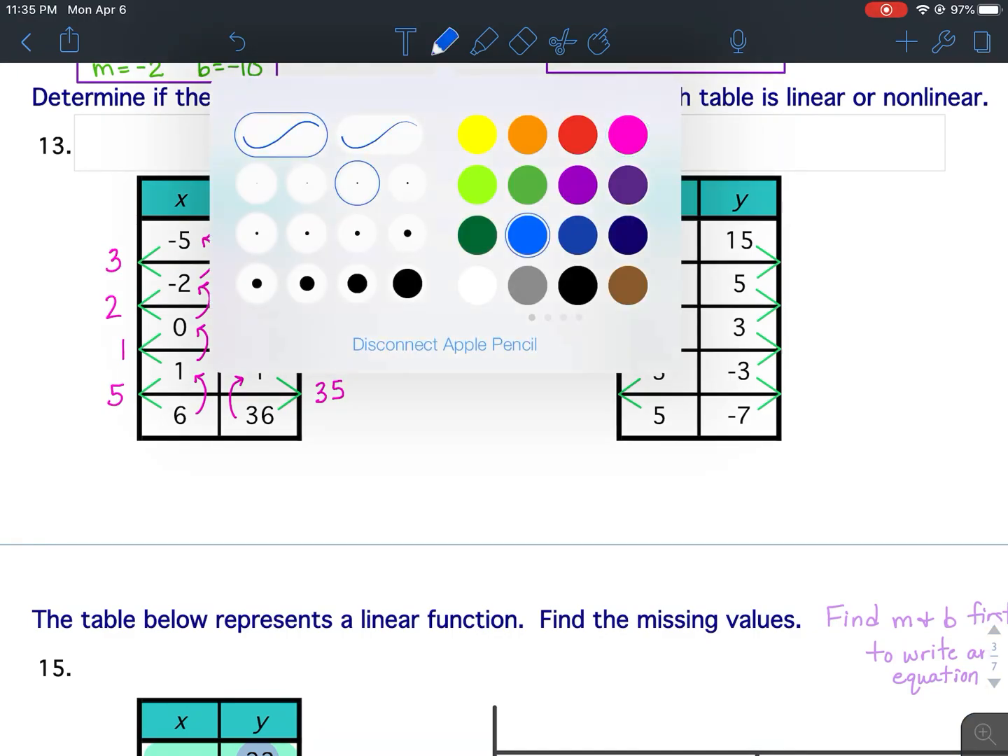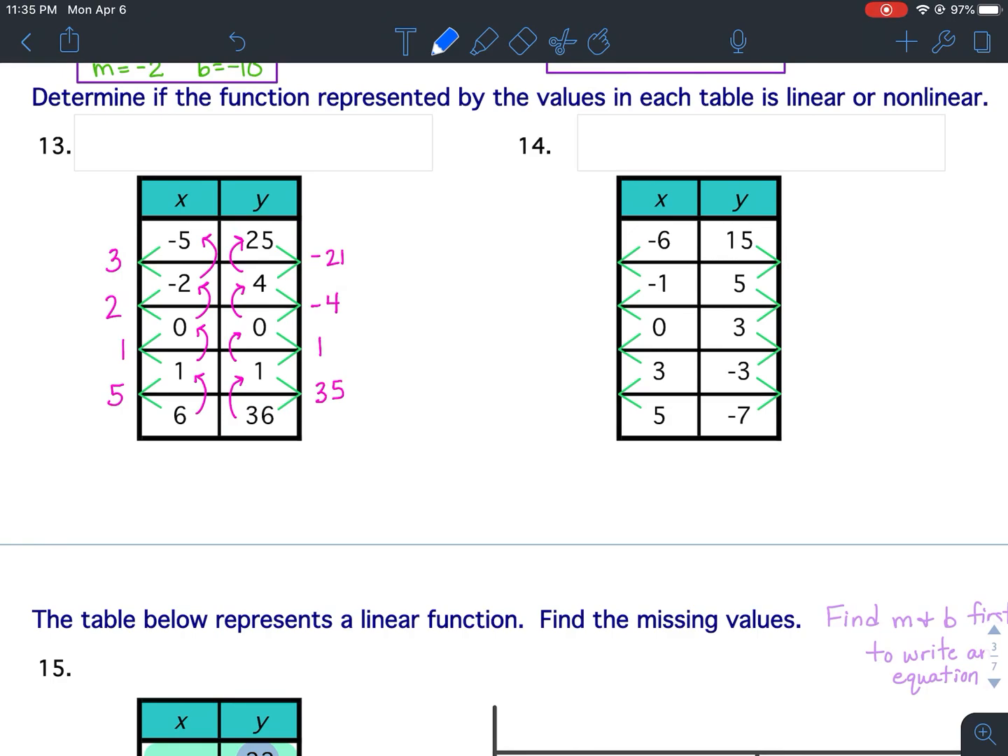Now we set up these ratios. So remember, it's always the difference in y value over the difference in x value. So the y values will go on top. So I've got negative 21 over 3, negative 4 over 2, 1 over 1, and 35 over 5. If you're not sure where I got those numbers, they're across from one another.